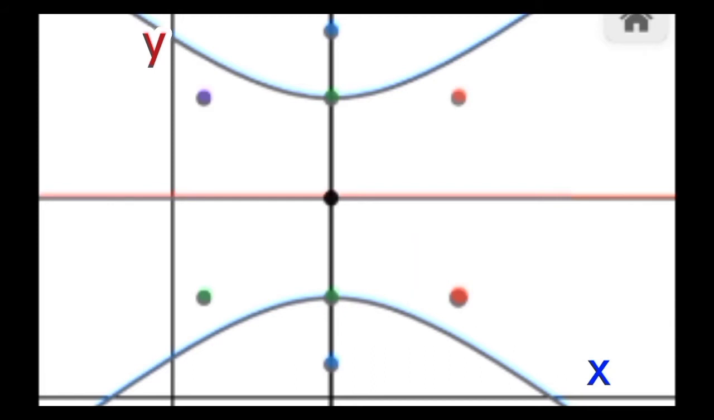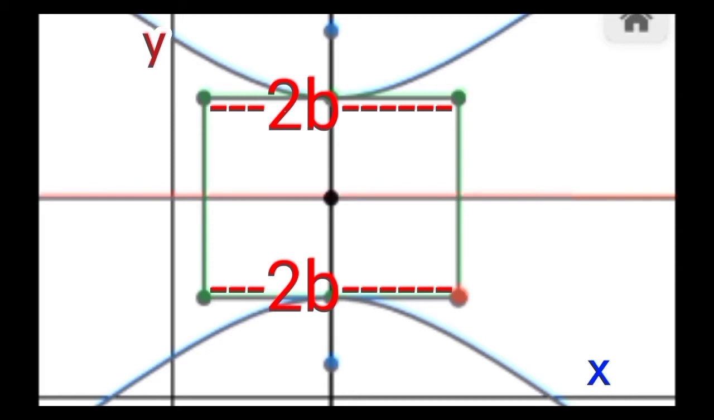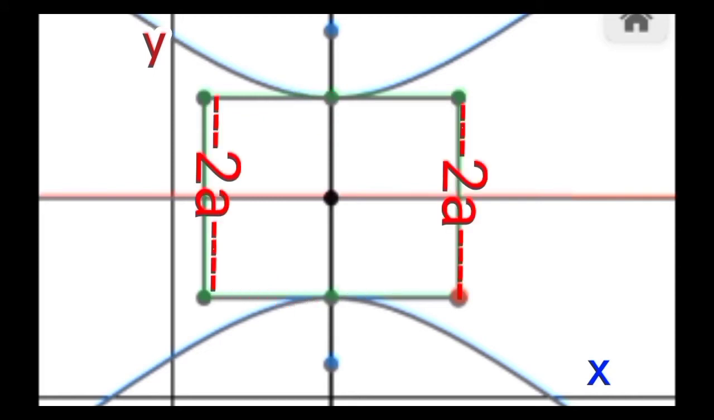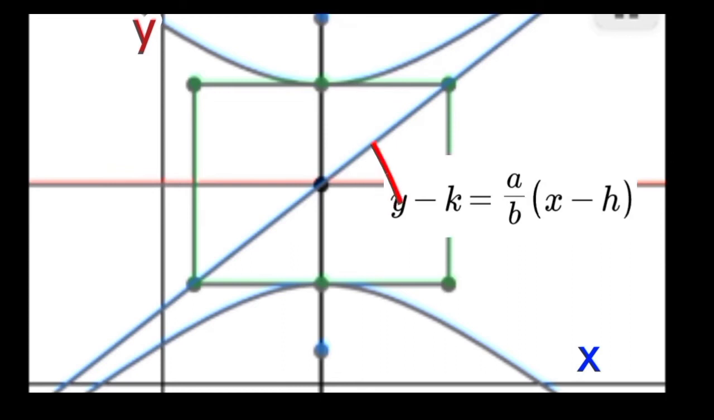After plotting these points, connect them, forming a rectangle. The distance between two points horizontally is 2b, while the distance between two points vertically is 2a. Now we are going to draw a diagonal line passing through the center as our first asymptote. By point-slope form, we have y minus k equals a over b times quantity x minus h as the equation of this line.